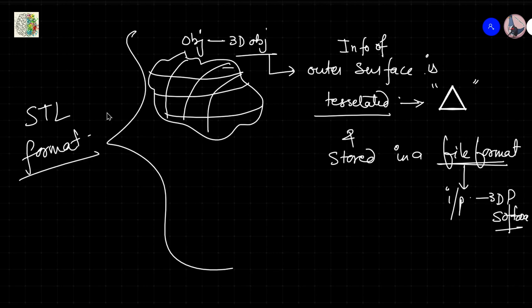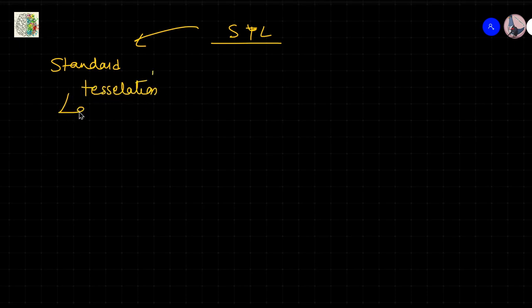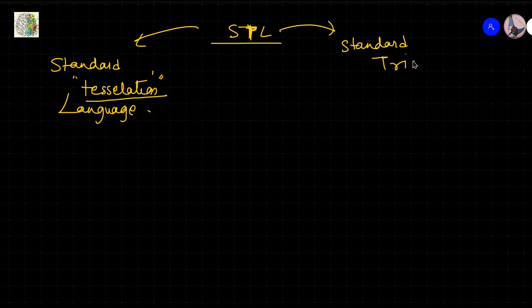Okay, now what is the full form of this STL? We will start from there. So your STL stands for standard tessellation language. Tessellation, because you are using the principle of tessellation, that's why it is also called standard triangulation language, because you are using triangles to tessellate.